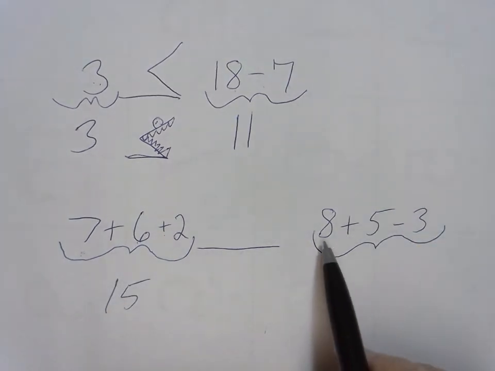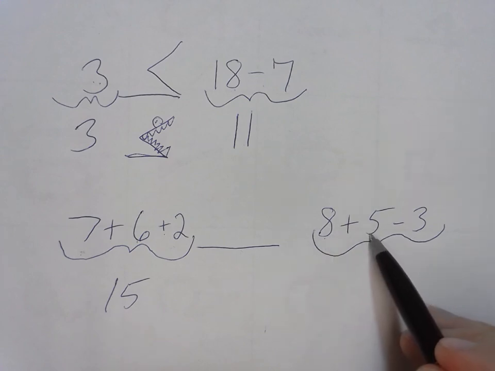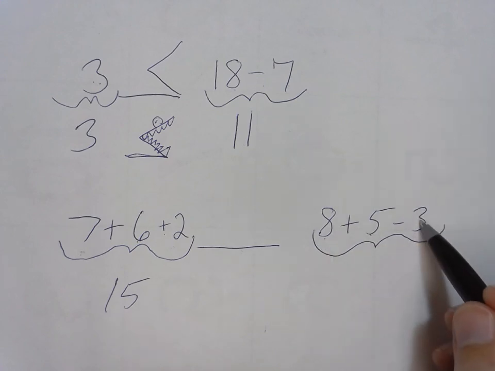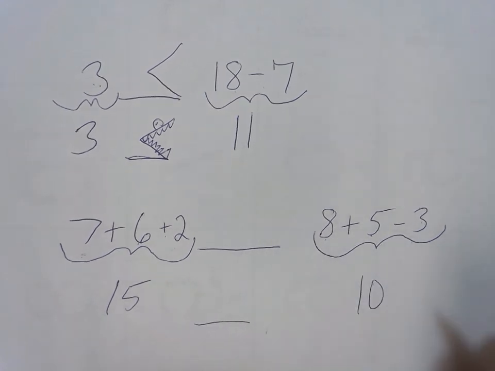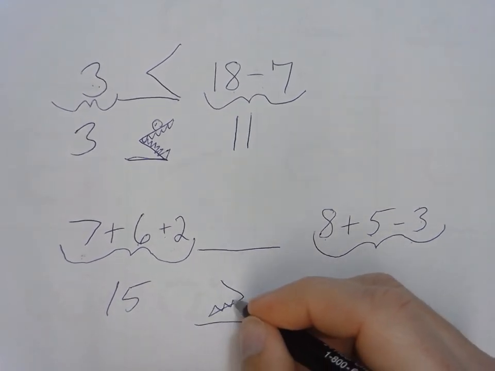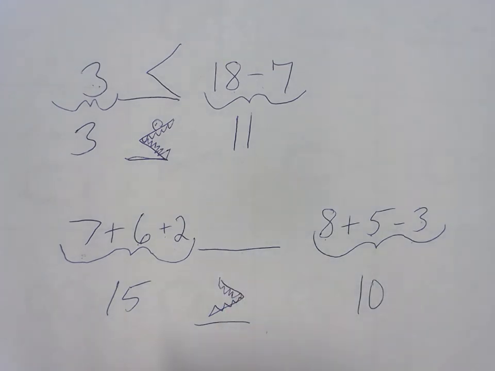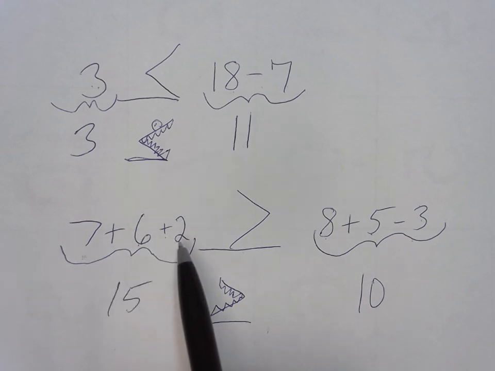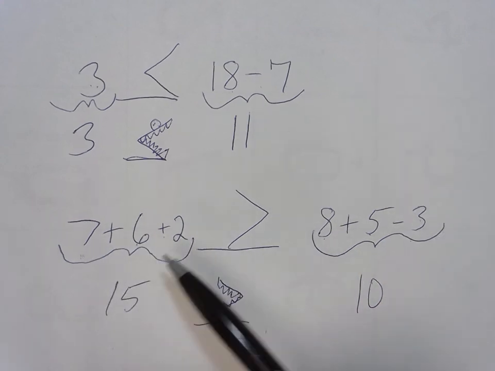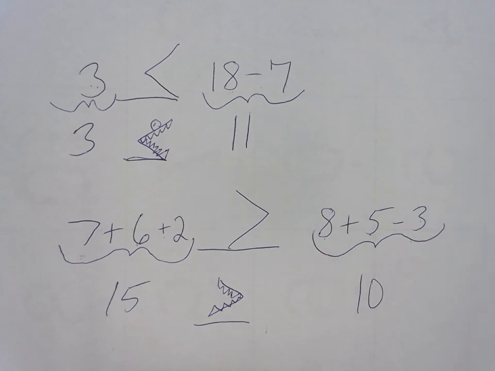And then I'm going to do this side. 8 plus 5 is 13. Minus 3 is going to be 10. So I can put my alligator in here. It's going to eat the 15 because the 15 is the larger number, and I can put that back into my original problem. So 7 plus 6 plus 2 is greater than 8 plus 5 minus 3.